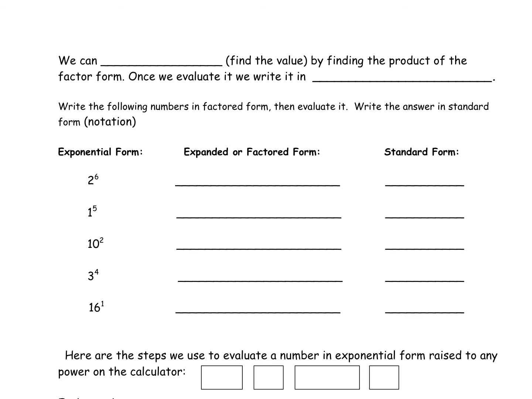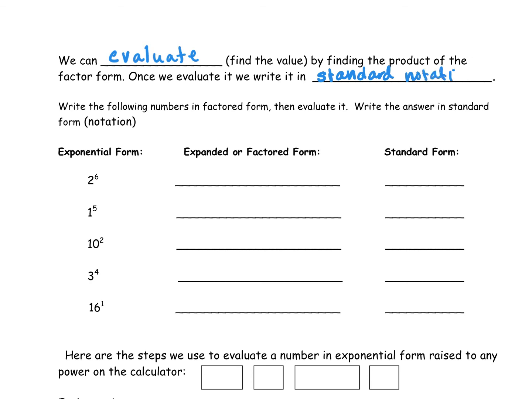So for this next one, you might want to have your calculator ready. That's going to help you. And it says we can blank, which means find the value. So that's the word evaluate. That's one of our vocabulary words. Evaluate means to find the value of the expression. And we can find it by finding the product, which means the answer, of the factored form. And once we evaluate it, we write it in standard form. So another vocabulary term: standard notation or standard form.